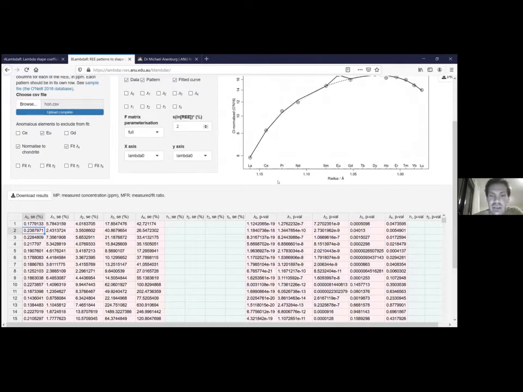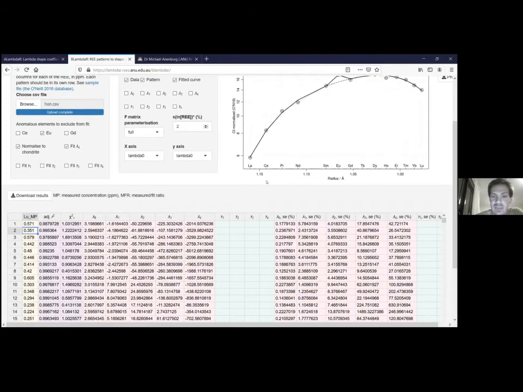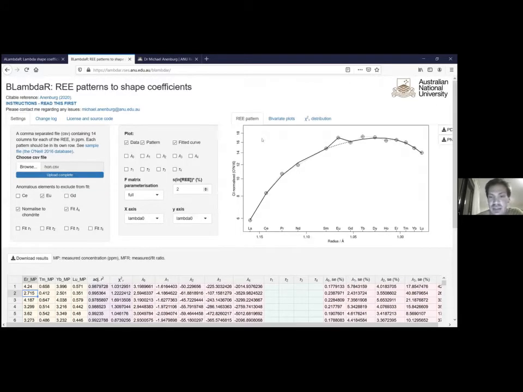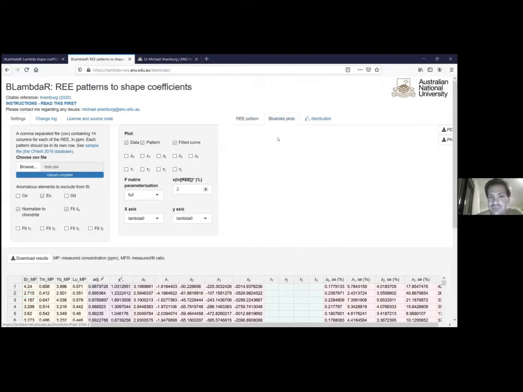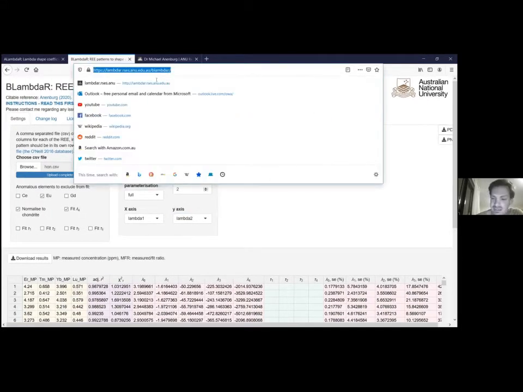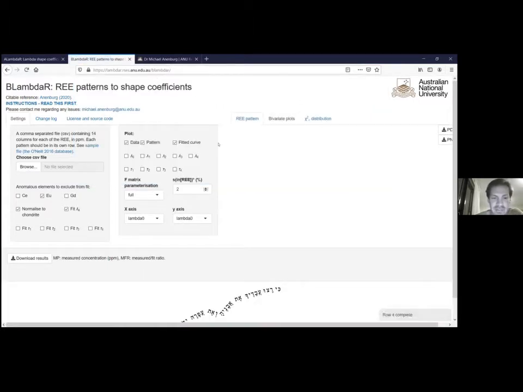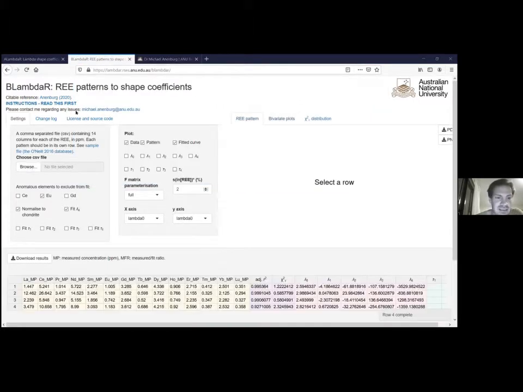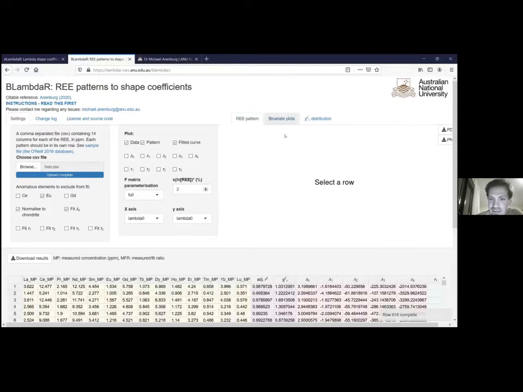Other things you can do here, you can have a look at a lambda plot. So for example, let's click this tab here. And we would like lambda 1 and lambda 2, and why am I not seeing anything? This should work, and it doesn't. Let's try to reload the thing. Let's get this database again. And there we go, it works now.